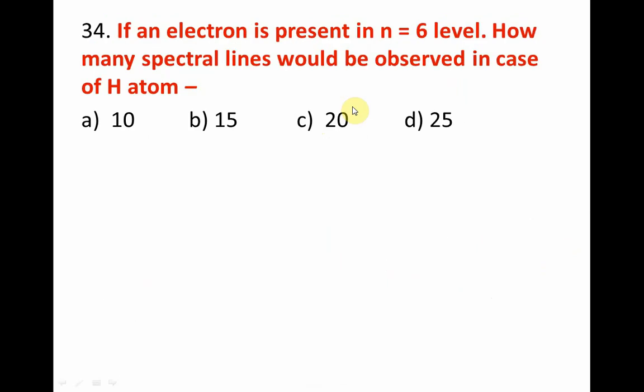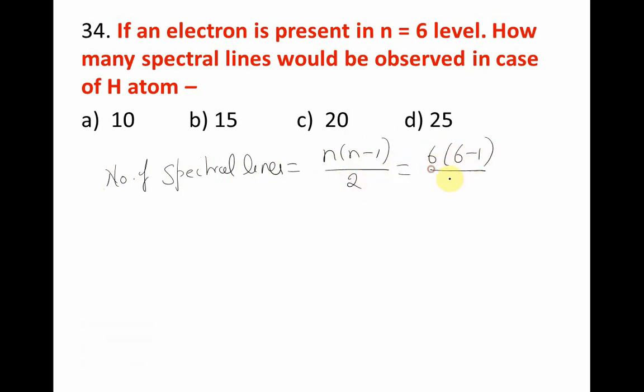If an electron is present in the n is equal to 6th level, how many spectral lines would be observed in the case of hydrogen atoms? We know that the number of spectral lines is always equal to n into n minus 1 divided by 2. Check it out: 6 into 6 minus 1, that is 5, divided by 2, that is equal to 15.